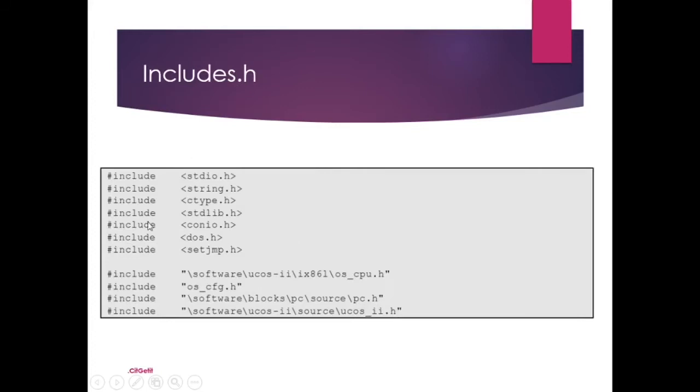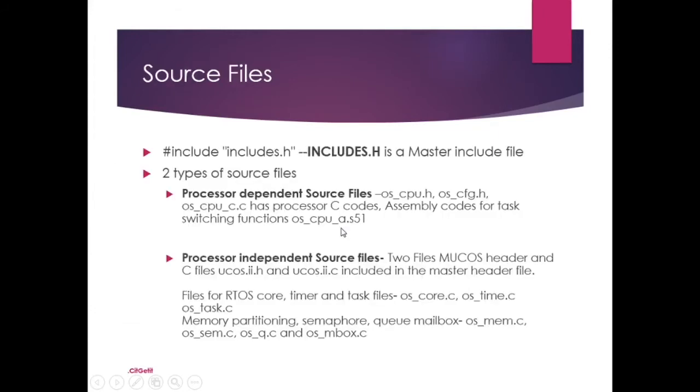For example, this is one of the includes.h files. We can see that it contains almost all the header files that are available in basic C language: stdio.h, string.h, stdlib.h, conio.h, like that, plus some of the files related to the operating systems, related to our MicroC/OS operating system, that is os_cpu.h, os_cfg.h, pc.h, ucos_ii.h. So this is the basic structure of includes.h, which is the master file of MicroC/OS-II.